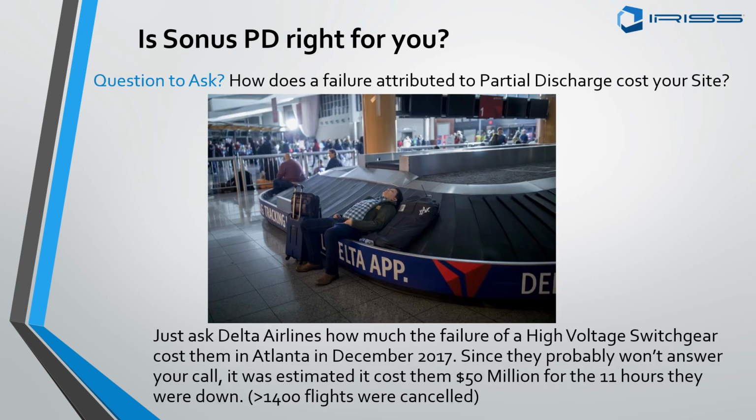What would happen at your facility if a partial discharge was to occur? Well, you might want to ask the guys at Delta Airlines, what does it cost when you have a piece of high voltage switchgear fail? They had a failure in December of 2017. Apparently the estimates were that it cost them about $50 million for the 11 hours that the facility in Atlanta was down. So there were over 1,400 flights canceled as a result. So that's just the monetary implication. That probably doesn't include the reputational damage that they incurred as a result of that event.